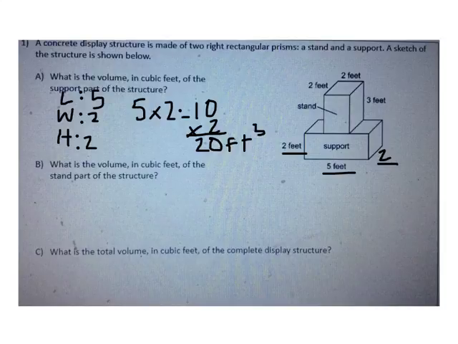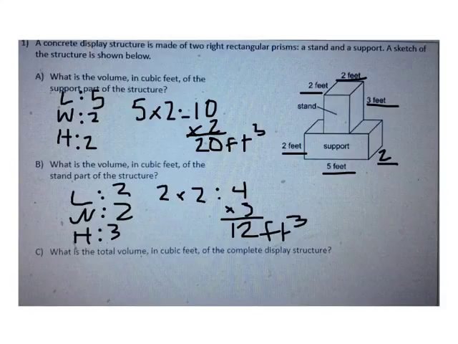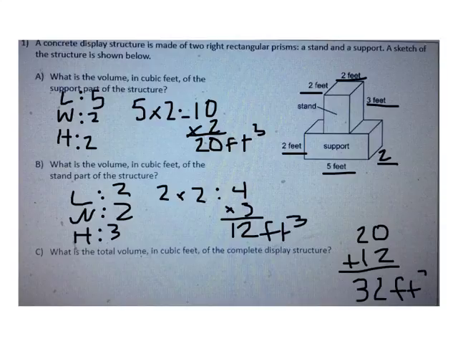What is the volume in cubic feet of the stand part of the structure? It has a length of 2, a width of 2, and a height of 3. Go ahead and find that volume now. It has a volume of 12 cubic feet. What is the total volume of the complete display structure? Well, I need to add the two partial volumes. What's 20 plus 12? It's 32. The total volume is 32 cubic feet.